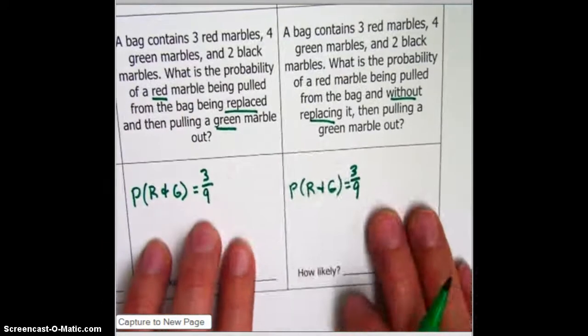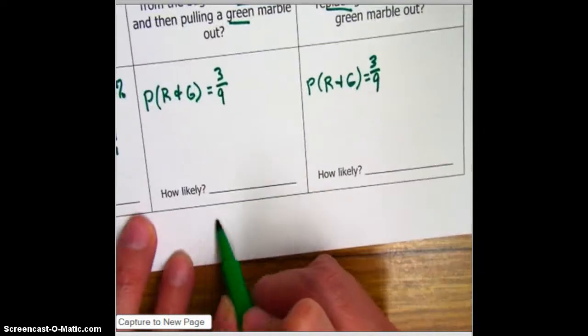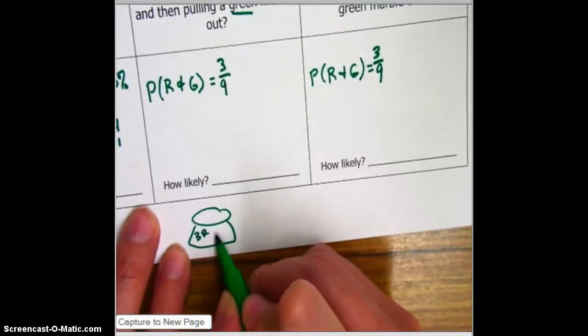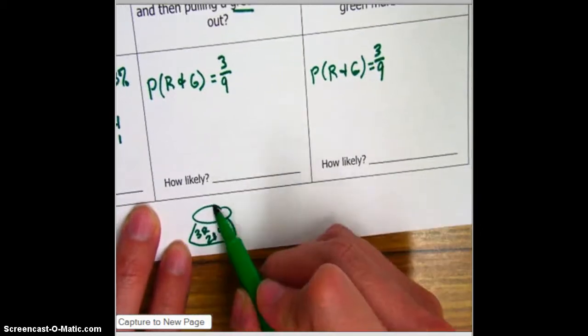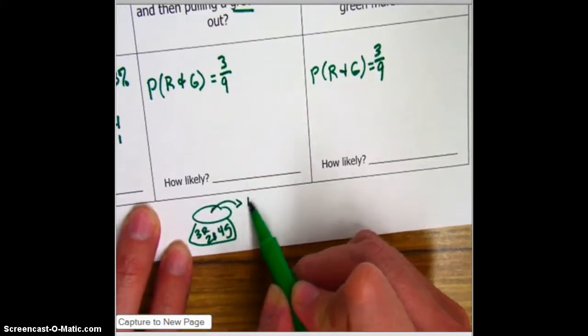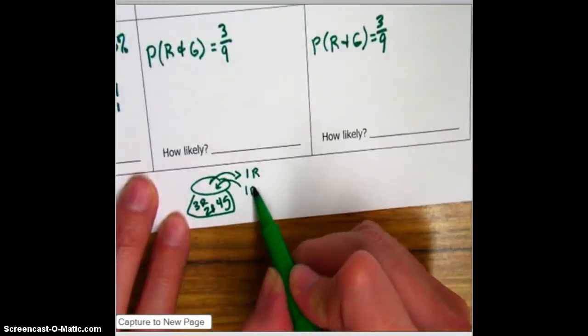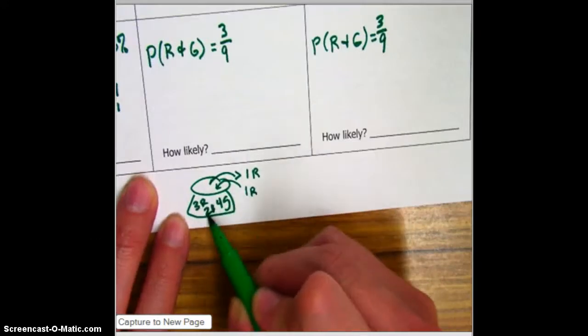But on this one now, we're going to go ahead and put that red marble back. So let's just say you have this bag here. You have 3 reds, you have 4 greens, and you have 2 blacks. Well, you pull out 1 red, but it's being replaced, we're going to put back 1 red. So you take out a red, but then you put back the red. So we still have this exact same thing here.